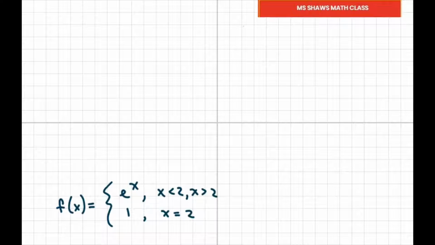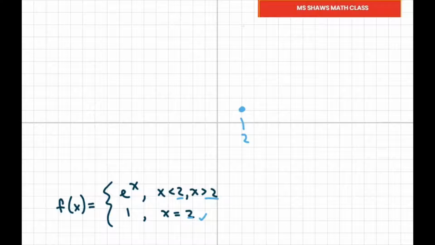You should be familiar with e to the x. So we want to graph it. Our critical value here is 2. So let's go to 2. We know at 2 it has to be 1. So let's do this one. At 2 it has to be 1.